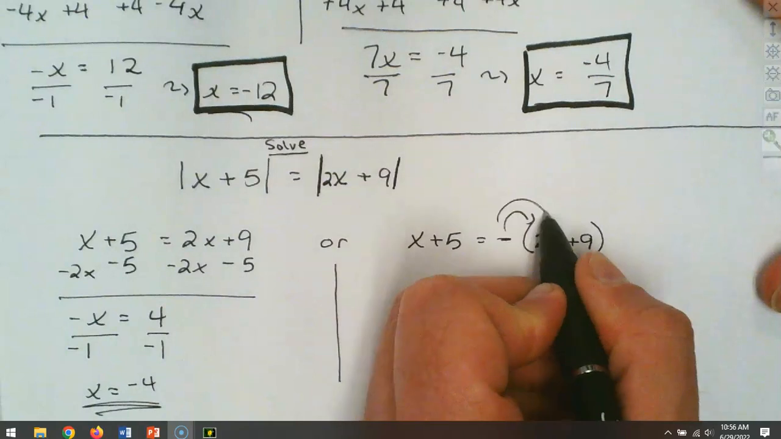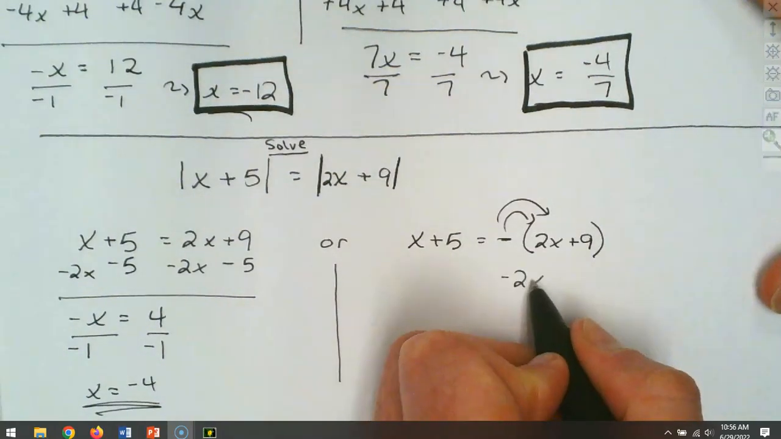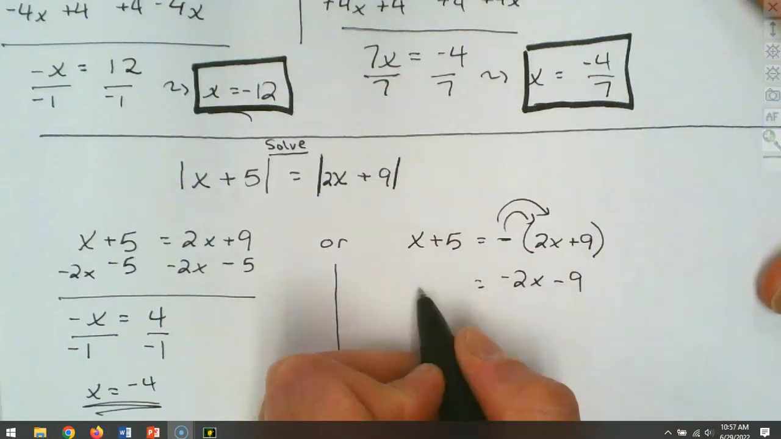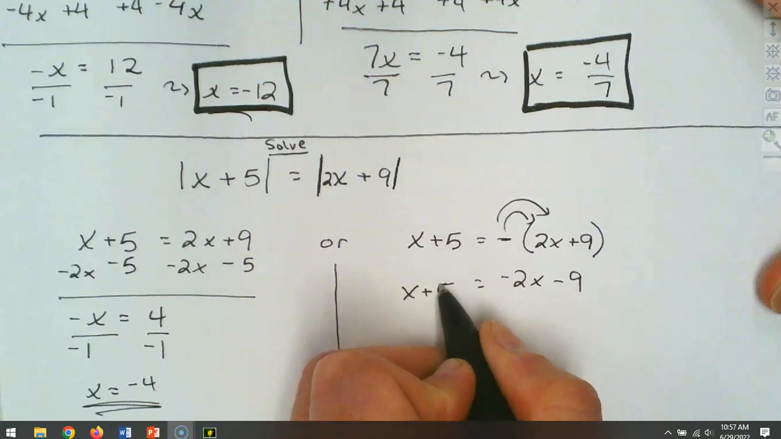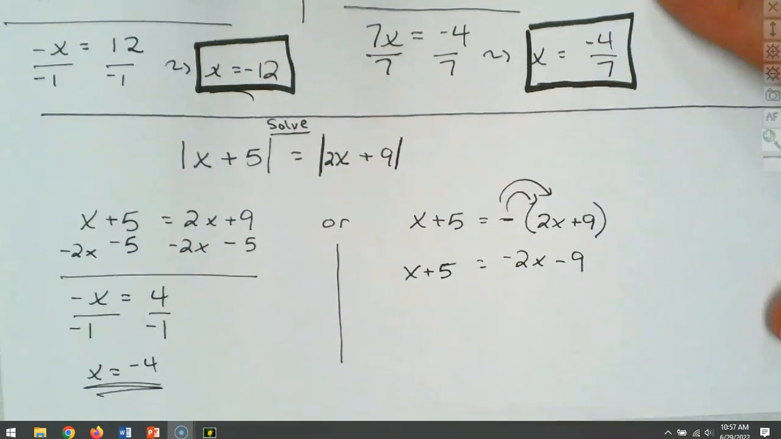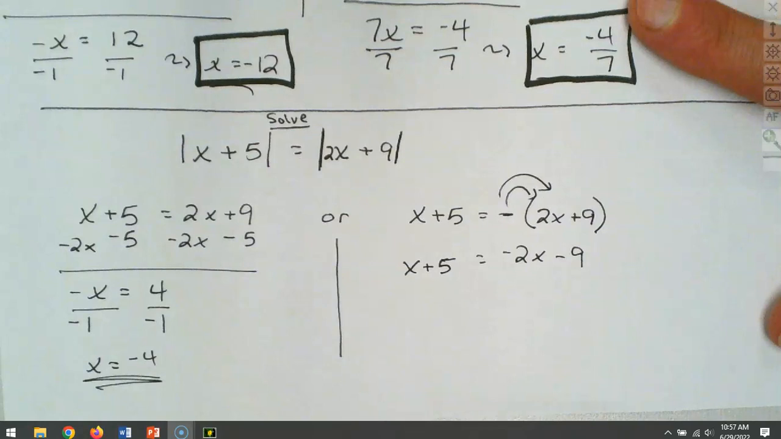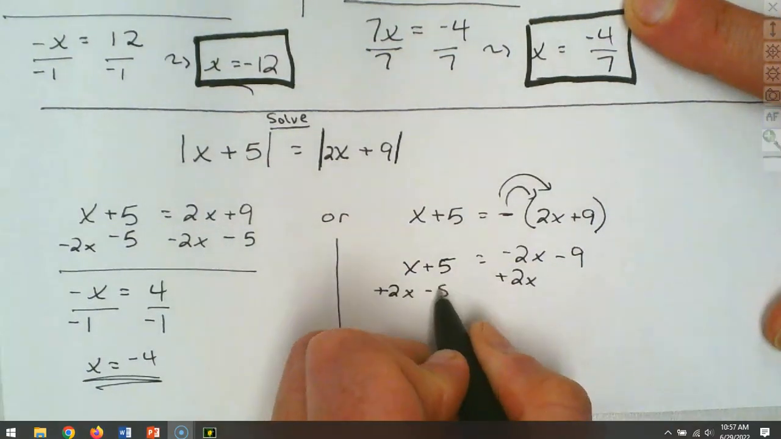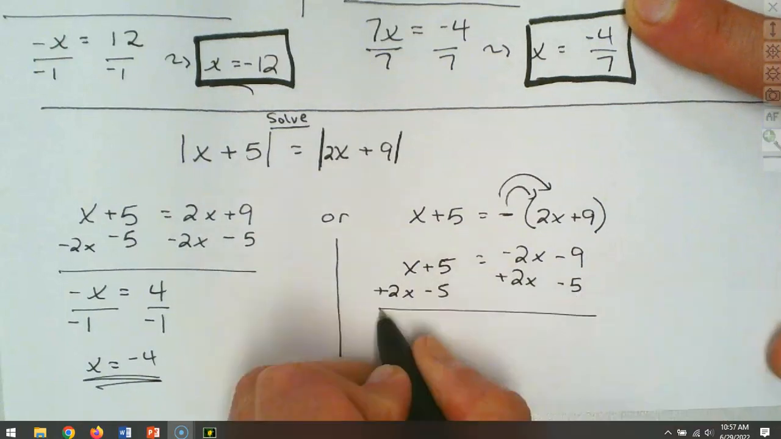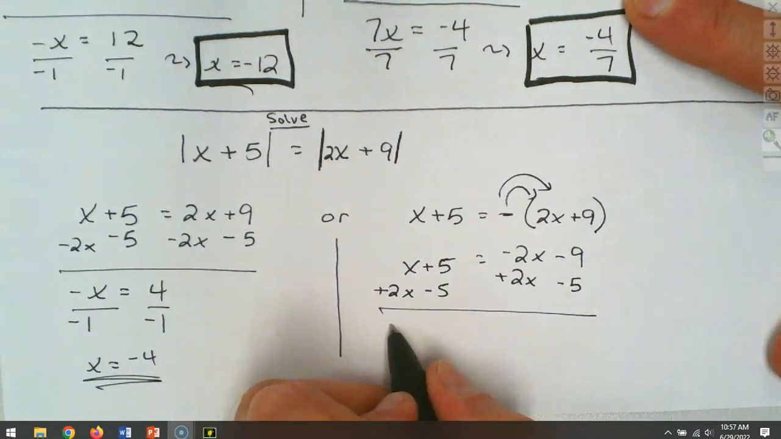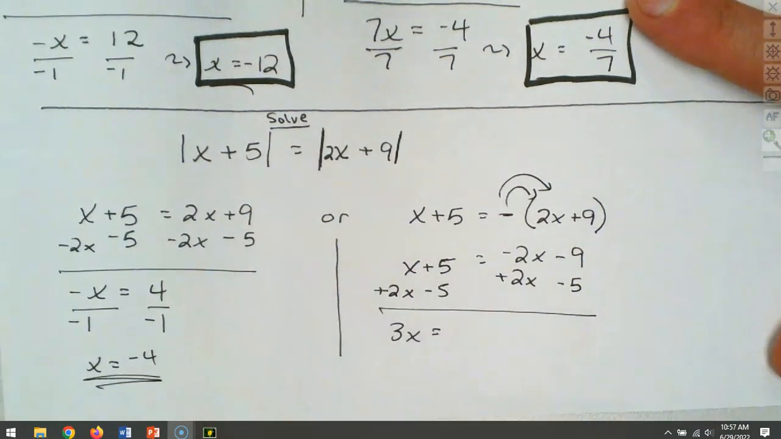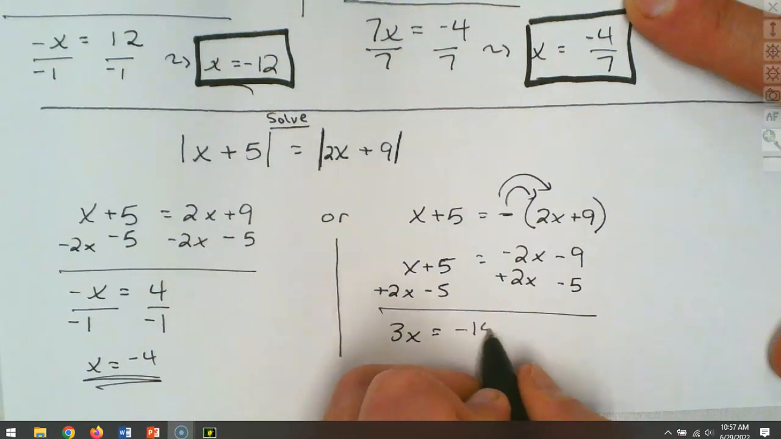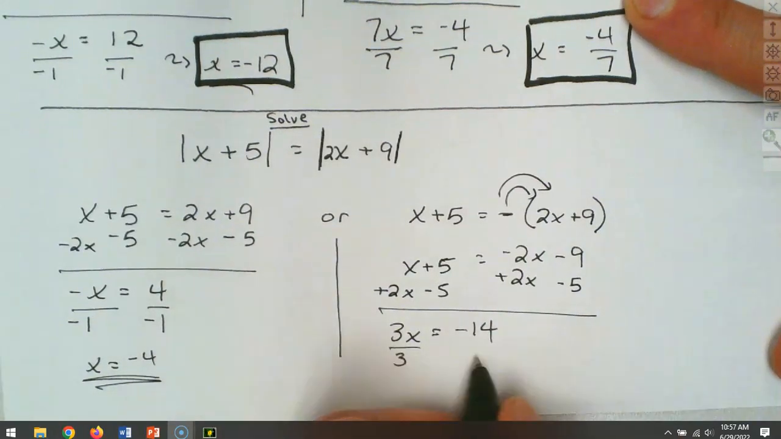Repeat the process on the other side. Distribute that negative through. And now we'll add the 2x. And move the 5 over also. And that leaves us then with 3x equals now negative 14. And we'll divide by our 3. And our second solution is a negative 14 over 3.